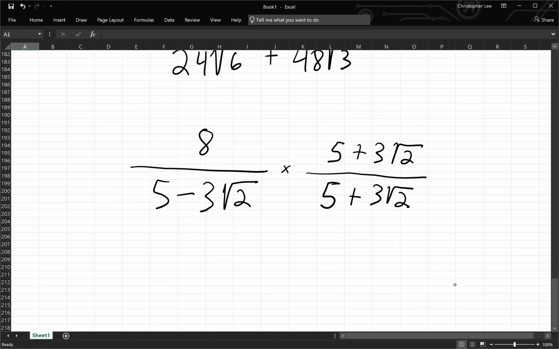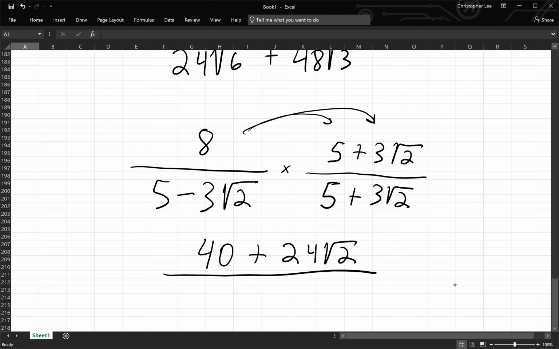So for the top, you're gonna do a little distribution over here, right? So what's that? 25, 30, 35, what's that? 40 plus, what's 8 times 3 again? 24 square root 2 over, and just distribute on the bottom. 5 times 5, what's that? 25 plus 15 square root 2 minus 15 square root 2. And then negative 3 square root 2 times positive 3 square root 2 is what?